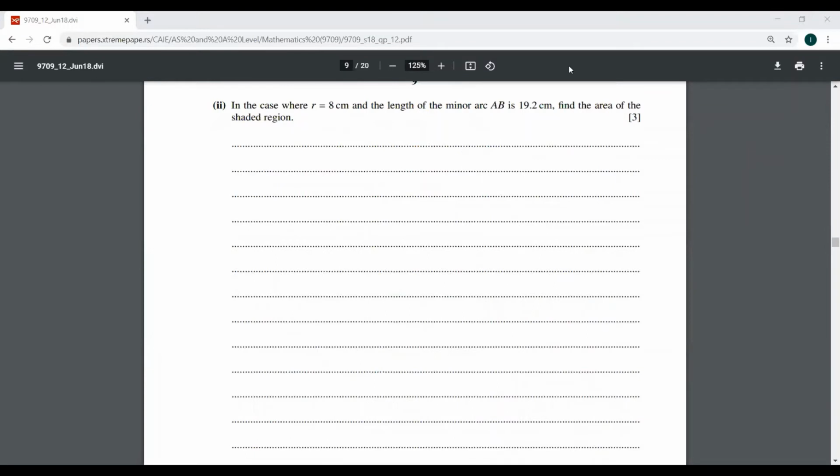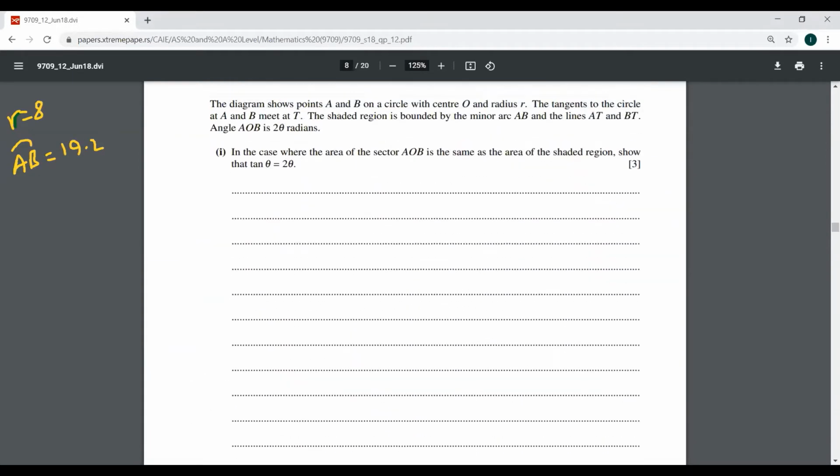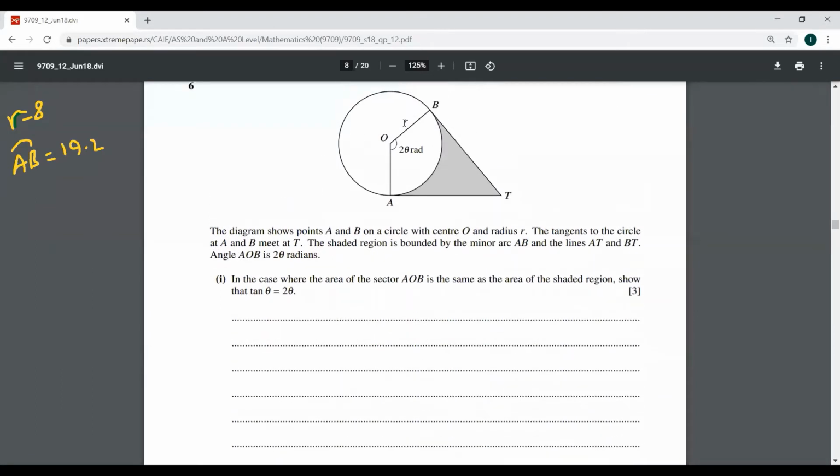Now it has given us R equal to 8 and minor arc AB, that is 19.2. So we have to find the shaded region. Let me go back to this so that I can use all this information here. So this R is 8 now, and the minor arc is 19.2. Then we have to find the area of the shaded part.